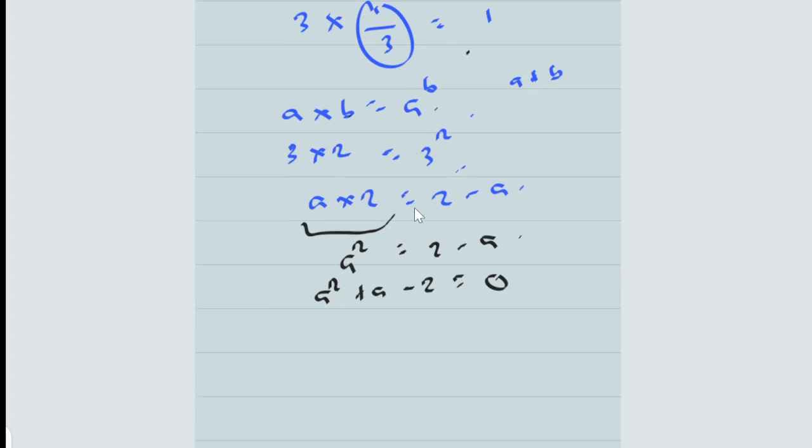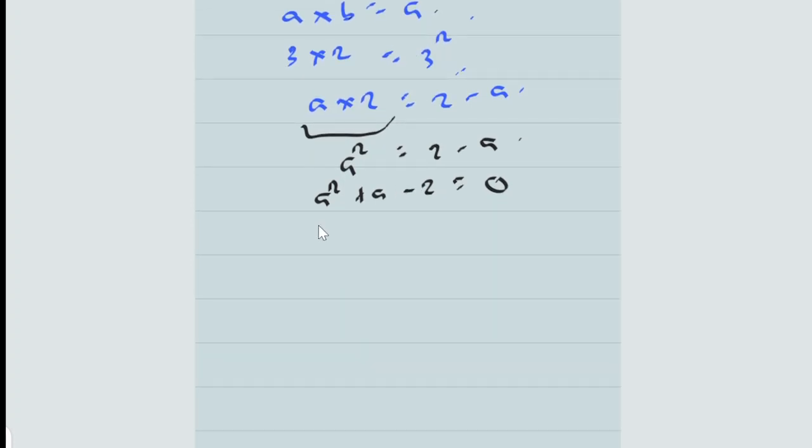And this has given rise to what? To a quadratic equation. Don't forget the method I explained in the last video. You can use your factorization method or your quadratic formula. If you want to use your factorization method, just write the coefficient of A squared, which is 1, the coefficient of A, which is also 1, and the constant, which is minus 2. Then you find the product of a and c, which is minus 2. Then you think of numbers that multiply together to give you minus 2, and when you add them give you 1.